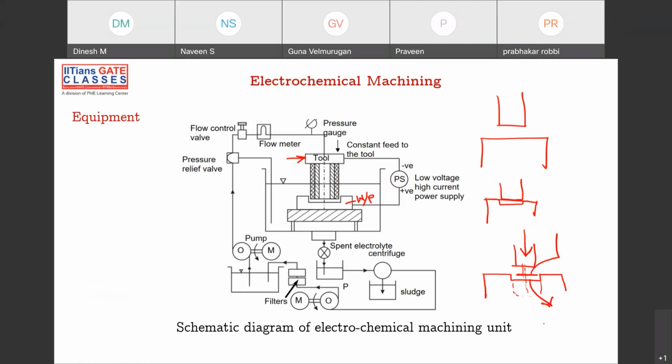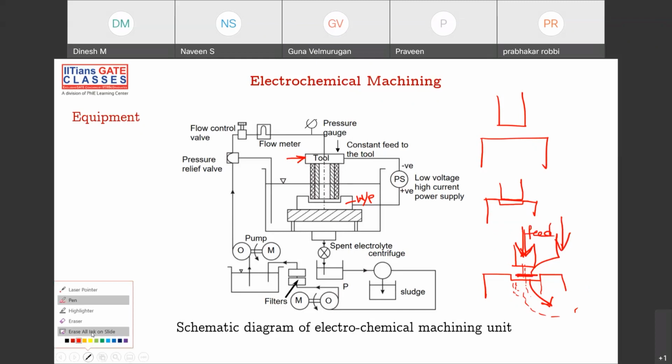That is, the gap between the workpiece and the tool is constant, and you are maintaining that gap. Even though material is removed somewhere, you have to feed this tool in such a way that you are maintaining a certain constant distance. So you have to give a feed to the tool, and that is your electrode feed rate.